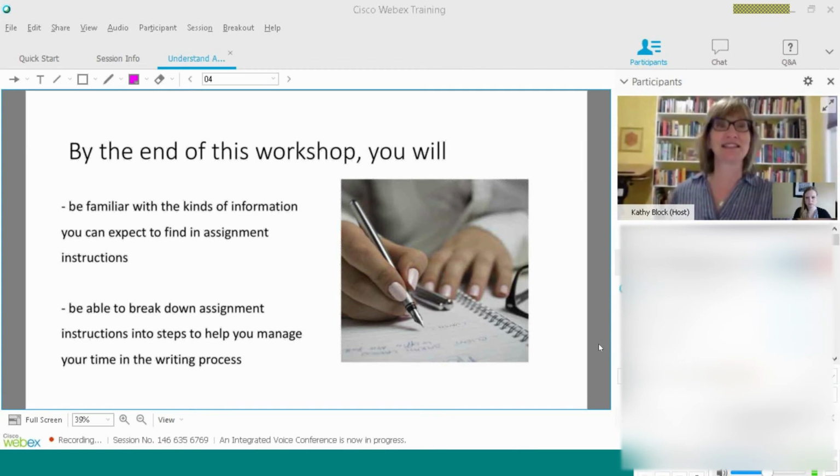Just to give you a sense of how we've structured the workshop this morning, for the first 30 minutes, Natalie and I will present some of the things we've learned about reading assignment instructions. In our one-to-one appointments with students, we see many assignment guidelines from a wide variety of courses and programs. We'd like to share some of the strategies that we've learned about using assignment instructions to set up a writing process.